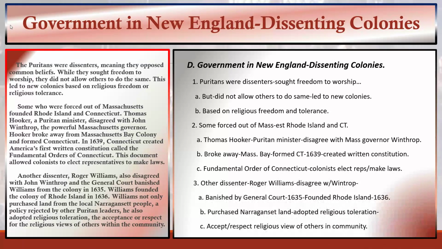Other dissenter, Roger Williams, disagreed with Winthrop, banished by General Court 1635, founded Rhode Island 1636. Purchased Narragansett lands, adopted religious toleration, accepted and respected religious views of others in the community. And yes, Roger Williams is probably one of the people that had an impact on our First Amendment rights to freedom of religion. So we can see that that idea was ingrained very early on in America, even within the context of government. This idea that government should not tell people how to worship. And we see Roger Williams as one of the pioneers who did that.